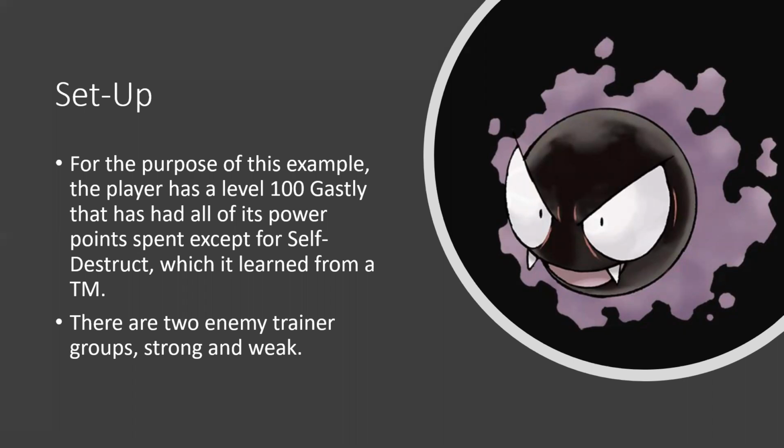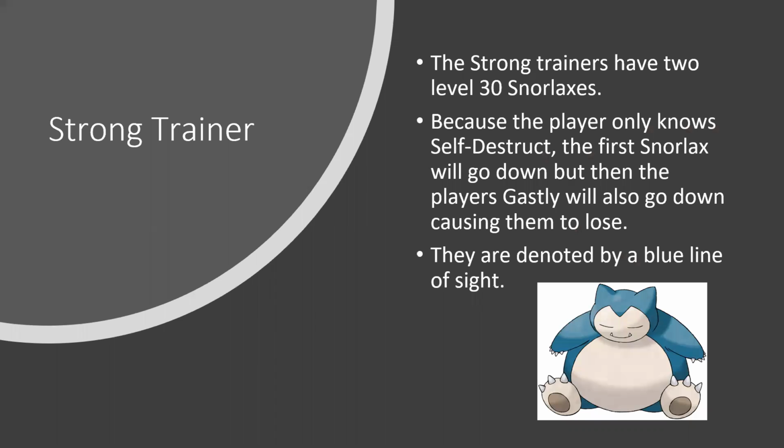The two enemy trainer groups that we're going to encounter are both strong and weak. Let's take a look at what they have. Strong trainers are going to have 2 level 30 Snorlaxes. Because the player only knows Self-Destruct, the first Snorlax will go down, but then the player's Ghastly will also go down. This causes them to lose. In our example, they're going to be denoted by a blue line of sight. We do not want to see these guys. They are bad news because we are always going to lose. We cannot win. It is a statistical impossibility for us to defeat a strong trainer.